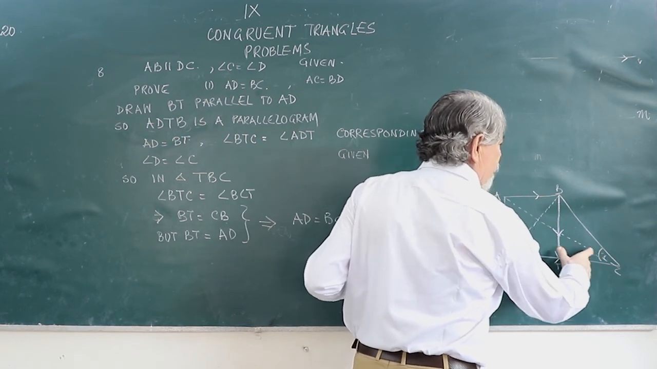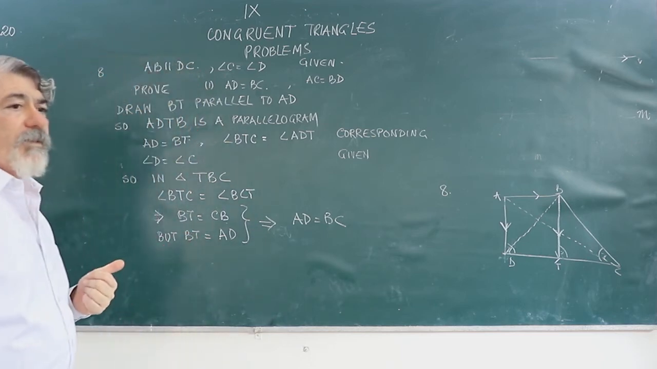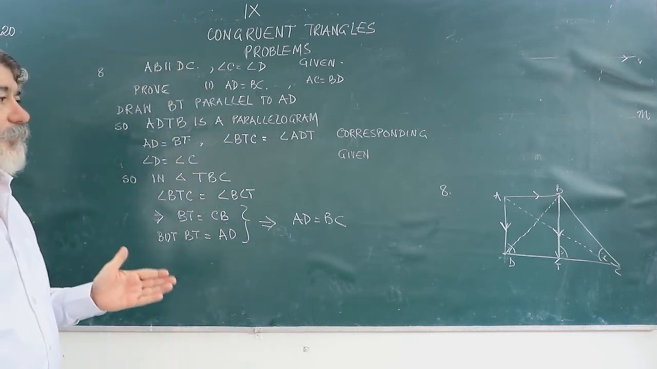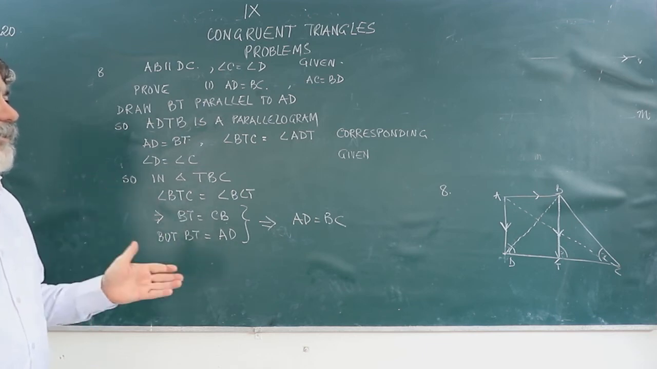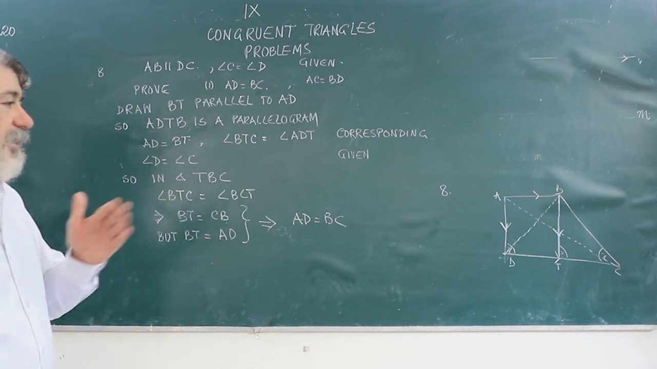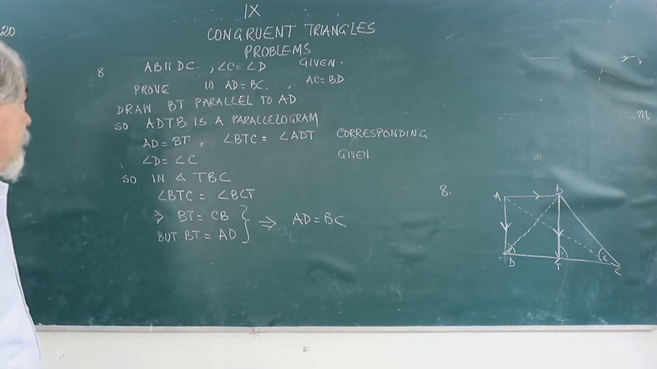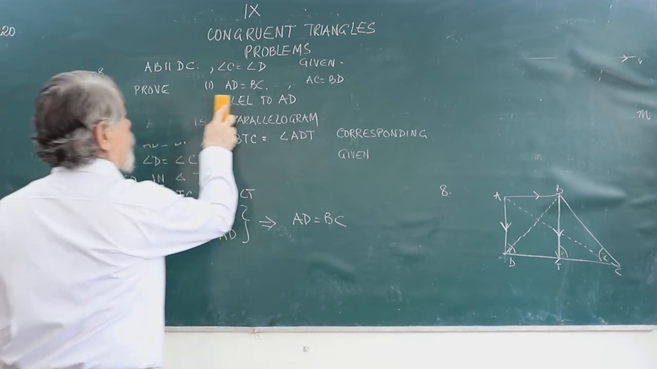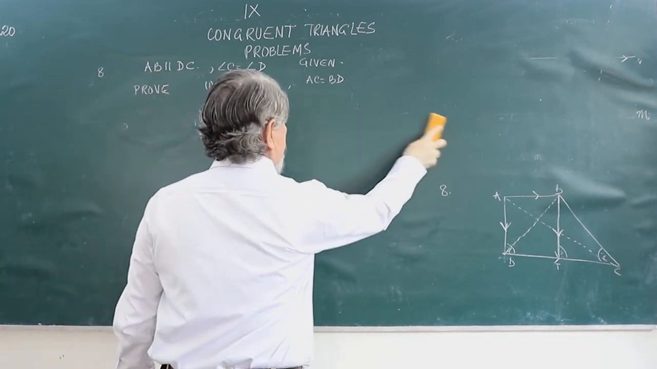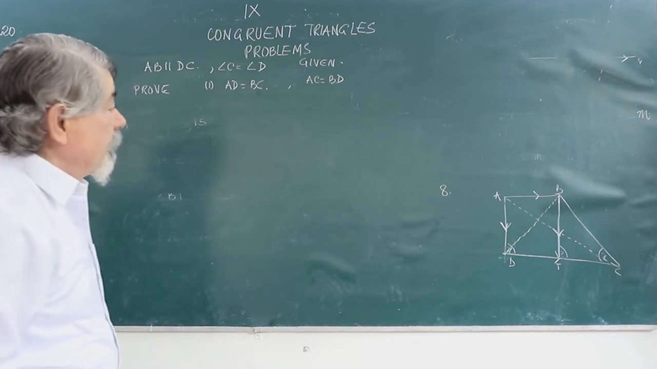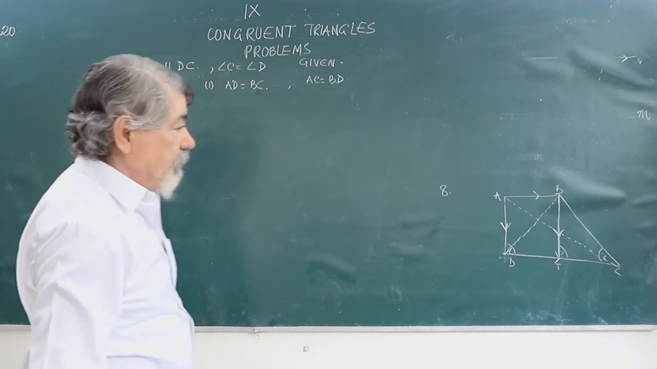And if these two angles are equal, then the sides opposite to them will be equal in the triangle. I will say BT is equal to BC, BT is equal to AD. So BC and AD are equal. That is what we had proved. Now, the second part. We have to prove that AC is equal to BD.